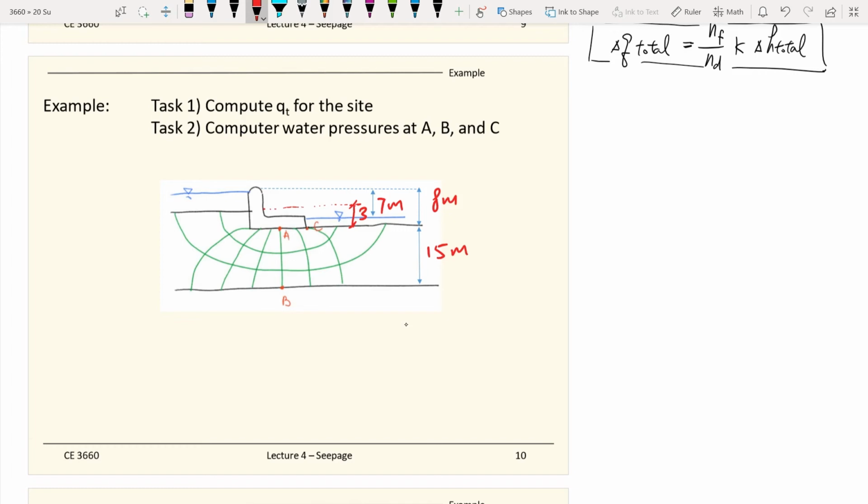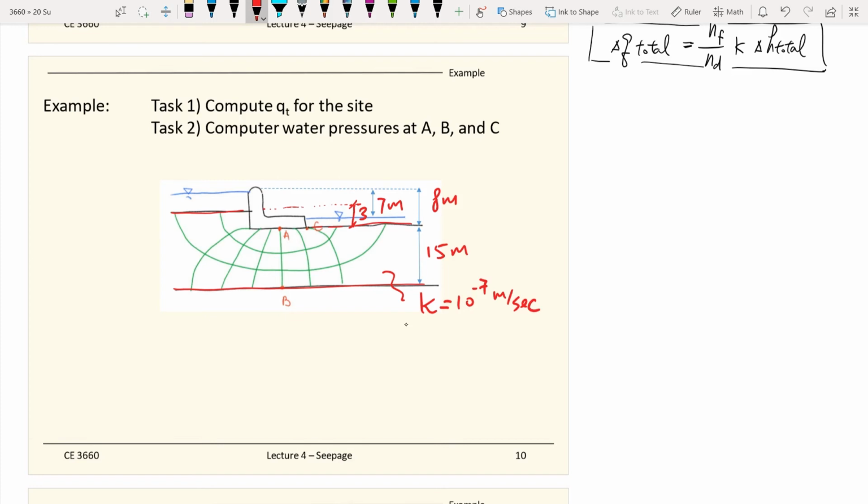And also let's assume this is a homogeneous soil. So the soil is bound by those no-flow boundaries right there. Within this site, the hydraulic conductivity of the soil is for a silt-type material, and it is 10^-7 meters per second. So this is the hydraulic conductivity.